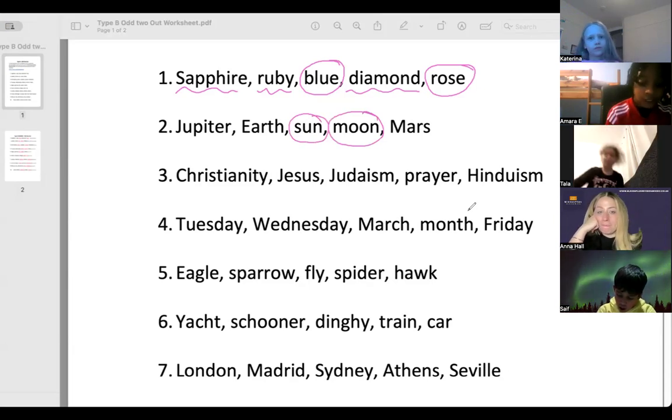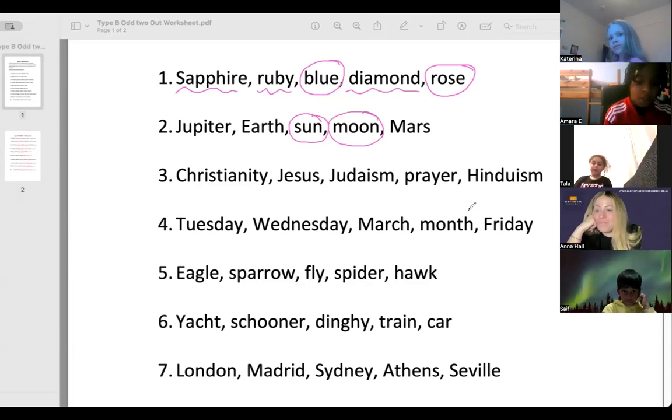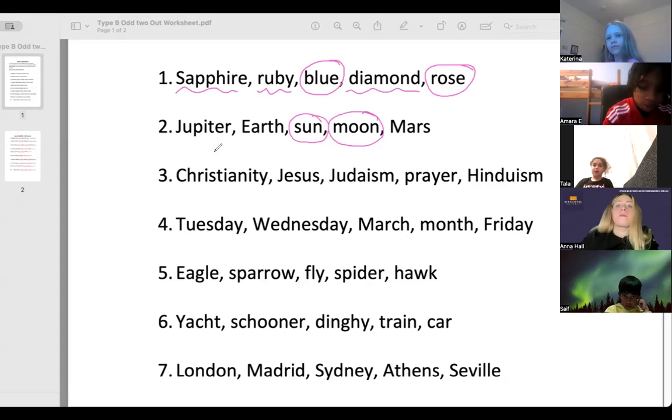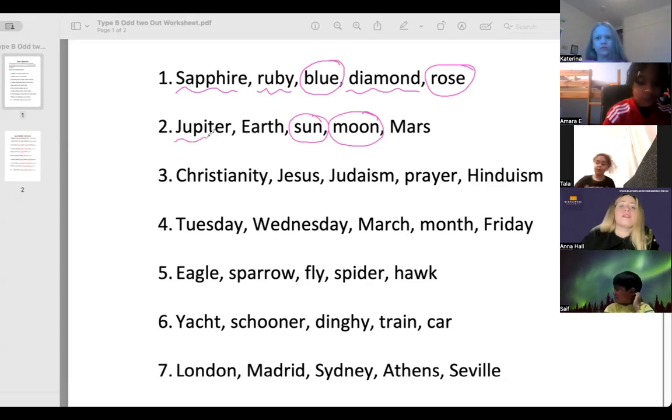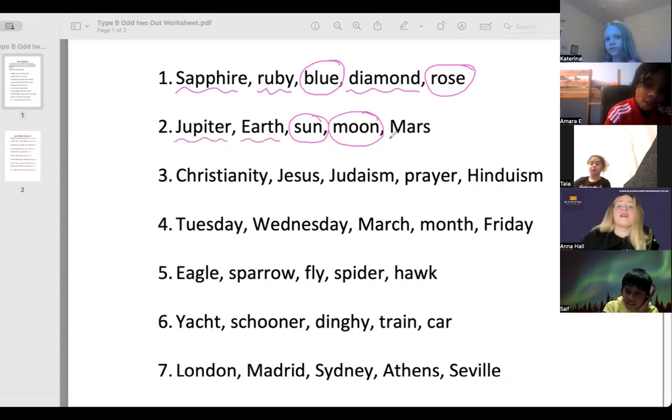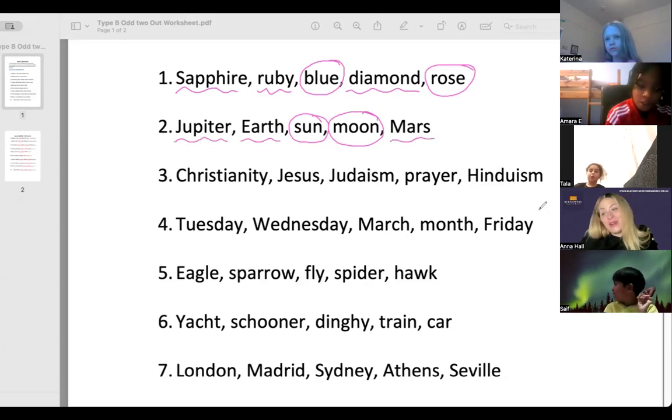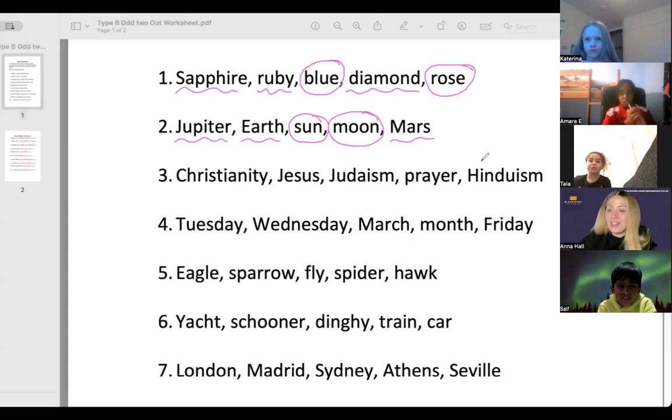It's because all the other planets have capital letters, but this one just doesn't have. Sun and moon don't have capital letters, so we wouldn't really refer to them as planets. Yeah, if they don't have capitals. Superstar. I love how you spotted that.